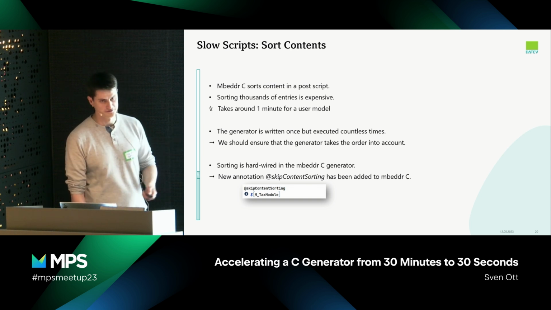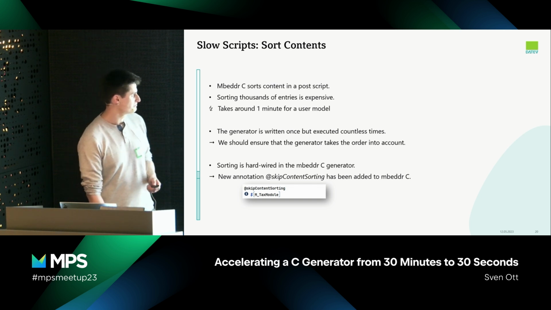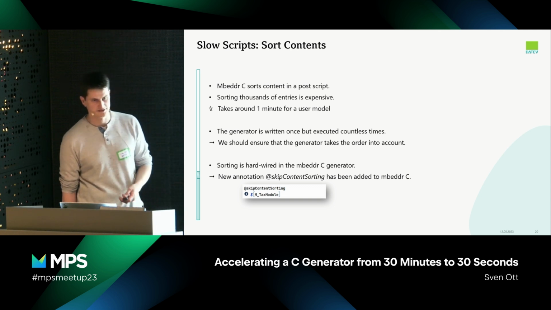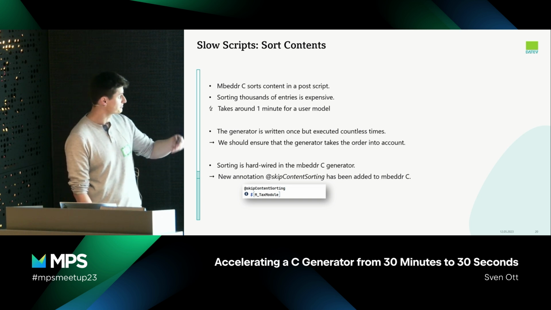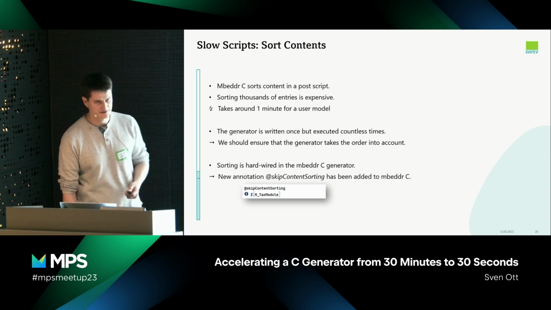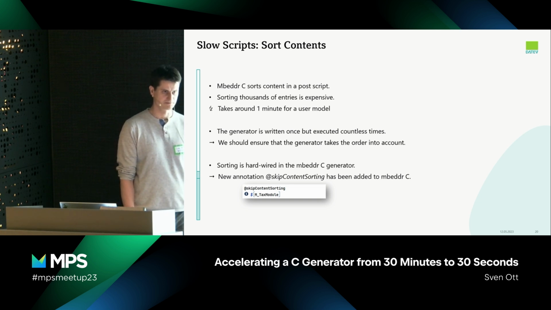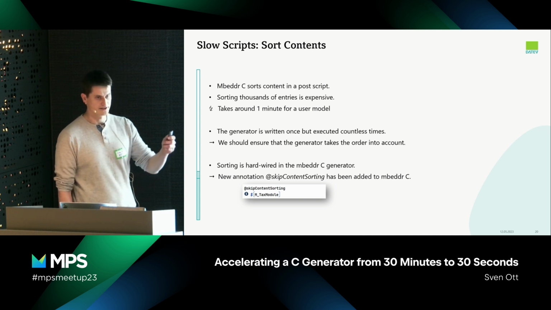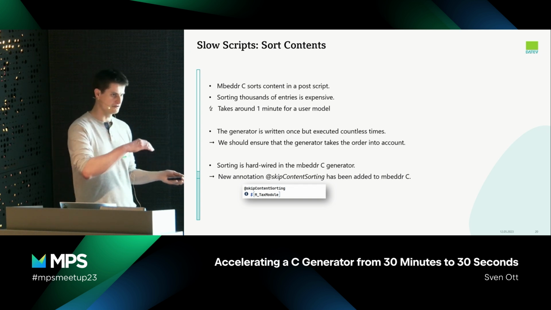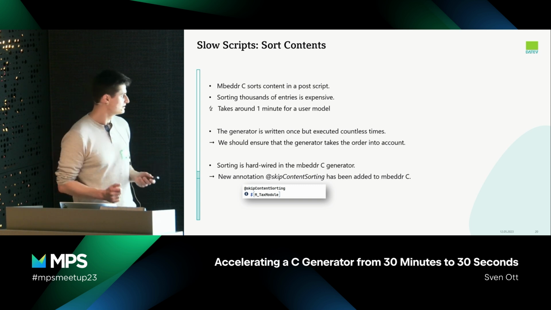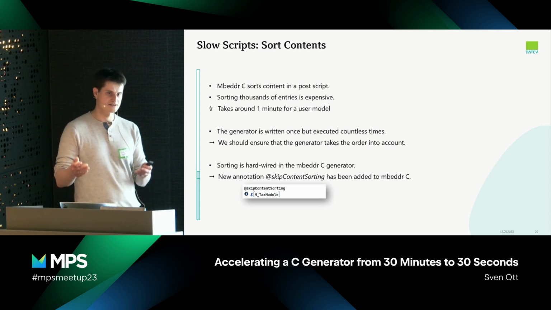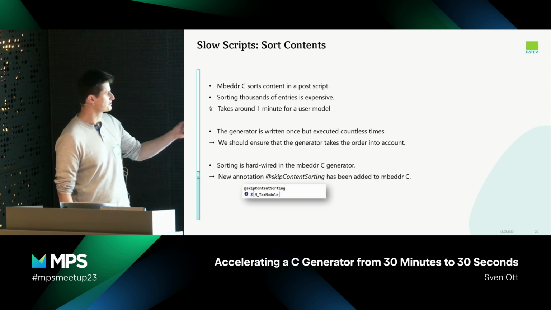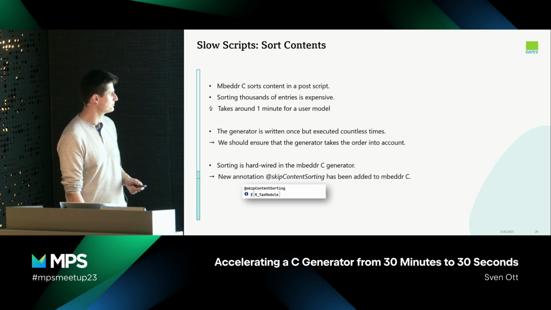the content of a root file, which is really nice if you're an mbeddr user, so you don't need to care about the order of types. You may know in C you need to declare a type before you start using it. And in mbeddr-C, you don't need to take care of the order because you have a post-processing script that sorts the order afterwards. However, as I already explained, we transform our tax DSL to mbeddr-C, and we create mbeddr-C root nodes with thousands of entries. And sorting those thousands of entries took around 1 minute in our biggest user model.